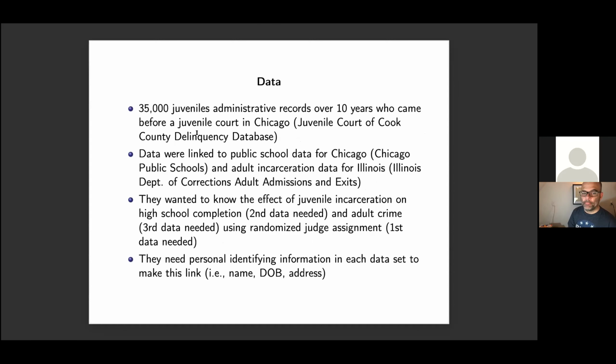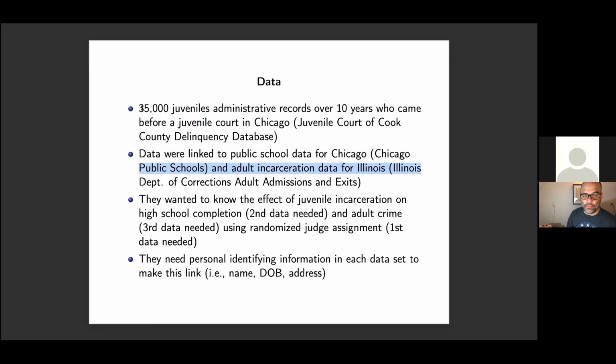And here was the data. They had 35,000 juveniles. So these projects, because of that finite sample bias, tend to be larger. So this is going to have 35,000 administrative records over 10 years of juveniles who came before a juvenile court in Chicago, Illinois. Chicago is the capital of Illinois. I think it's a state.